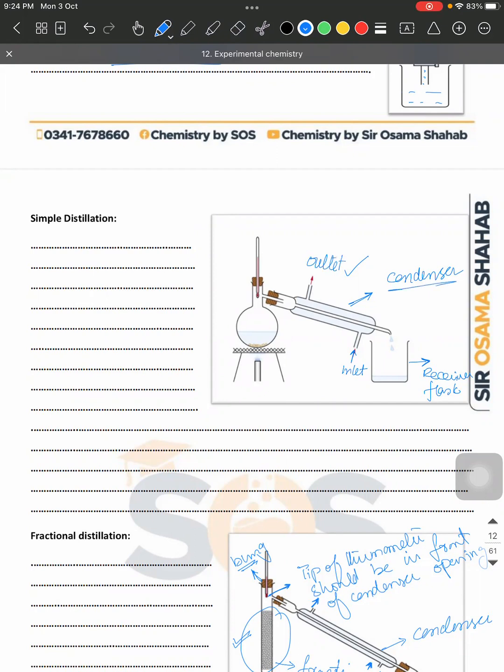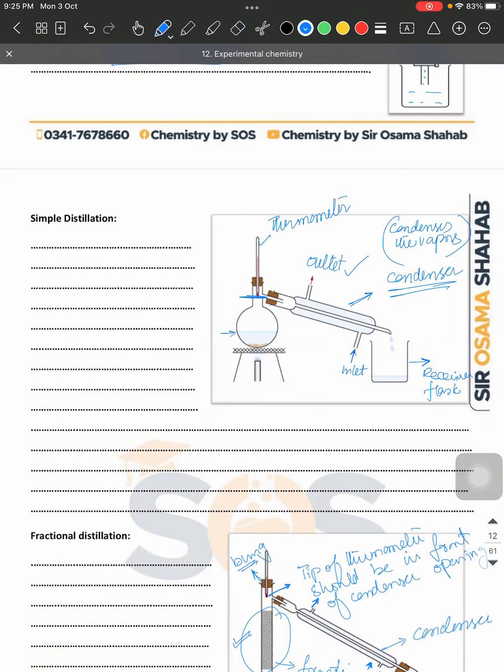What is the purpose of condenser बच्चों? Sir, it cools the vapors. It condenses the vapors and converts them into liquids, right बच्चों? Very good. What about this? What is this? Thermometer. This is thermometer. Where should the tip of the thermometer be placed? In front of the condenser opening. Very good.